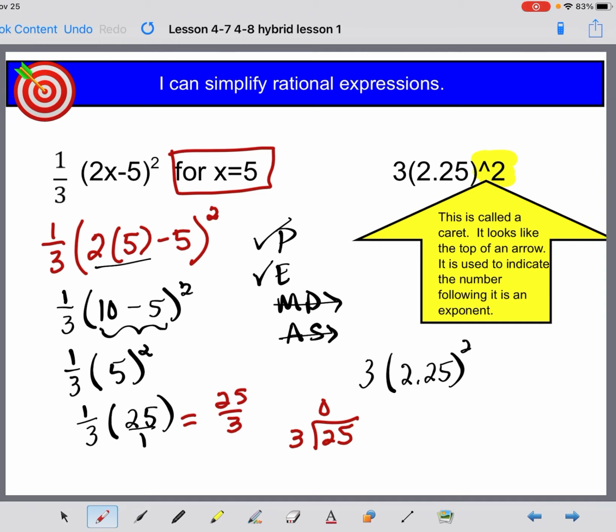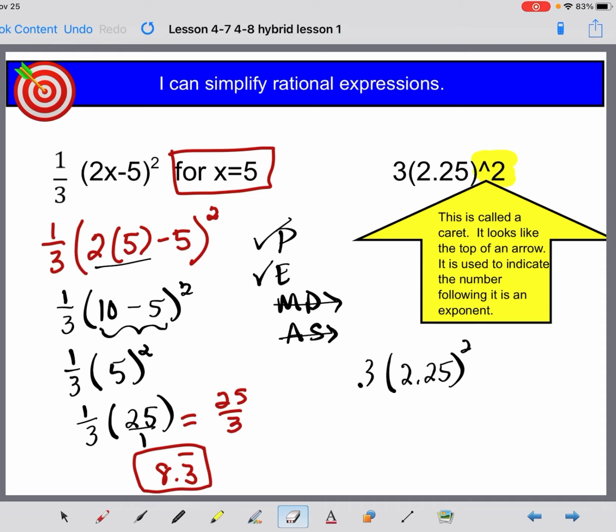3 does not go into 2. 3 goes into 25 8 times, and I get 24. When I subtract, I get 1. I bring down the 0. 3 goes into 10 3 times, and I get 1 again. I get 8 3/10 repeating. Okay, let's look at the next one.